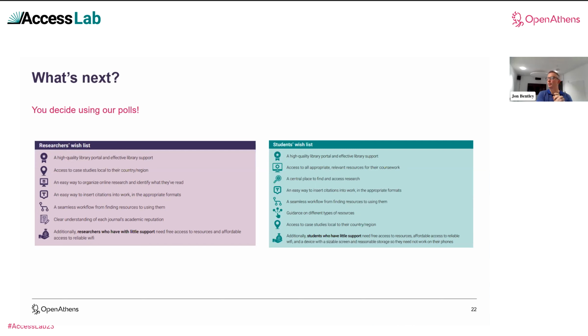First question, what is most important for researchers? Is it a high quality library portal and effective support? An easy way to organize online research? An easy way to insert citations, or a seamless workflow from finding the resources?